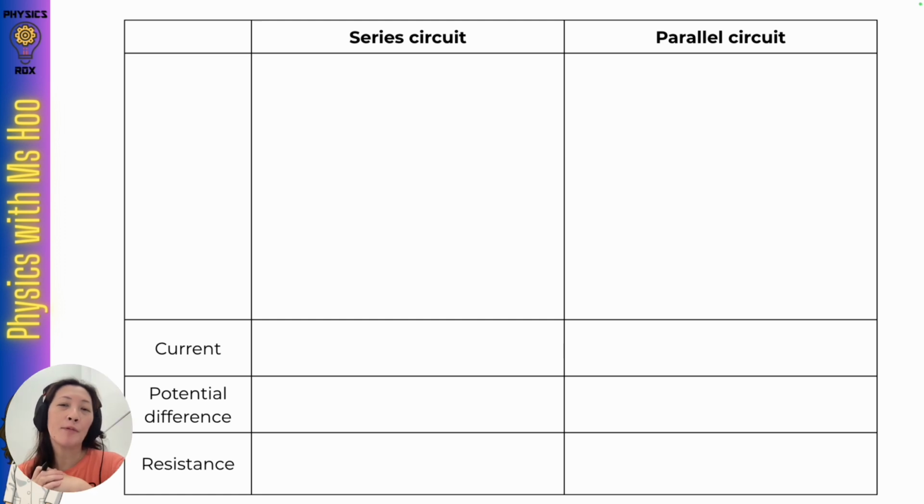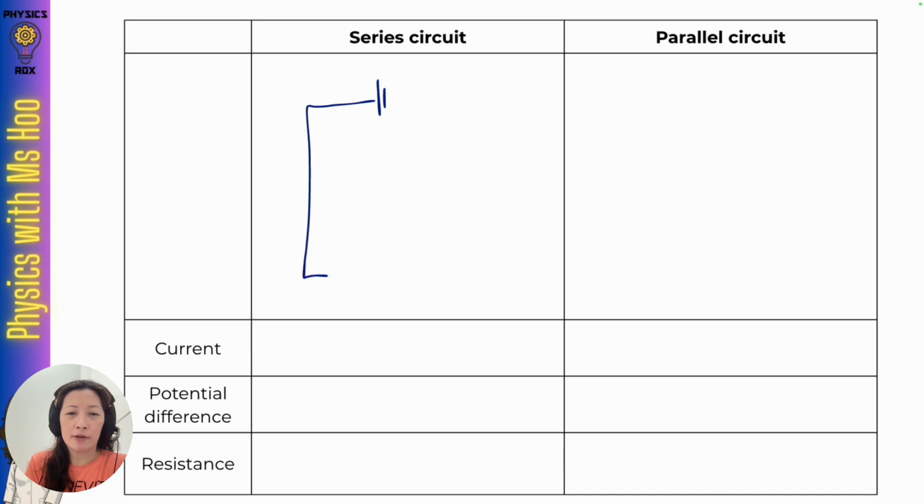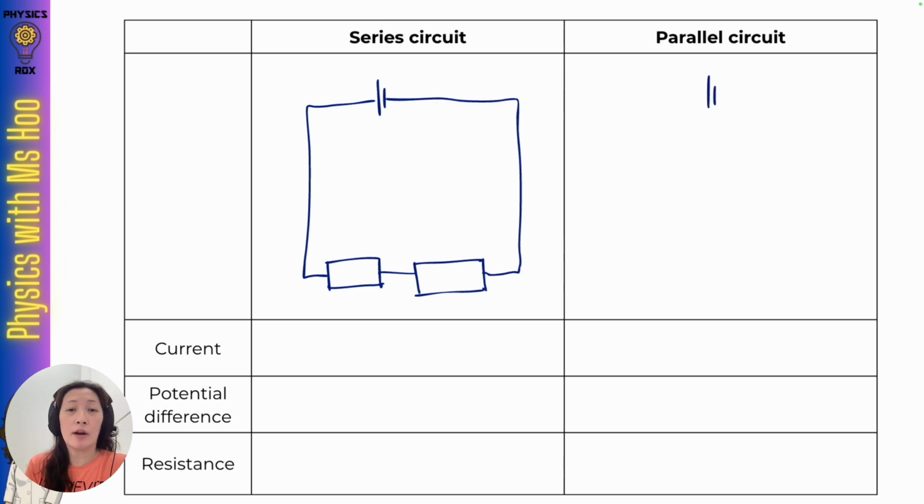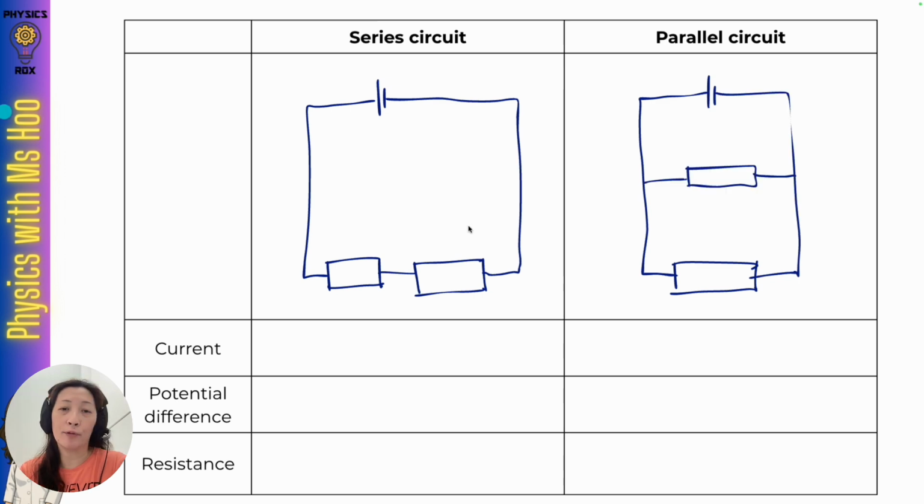And for this, let's put two resistors in both the series and parallel circuits. So for the series circuit, this is the cell. And say we put two resistors in series with each other. Now, these resistors do not have to be identical. The resistors can have different resistance values. So here in the series circuit, we have two resistors, and in the parallel circuit, we have two resistors.